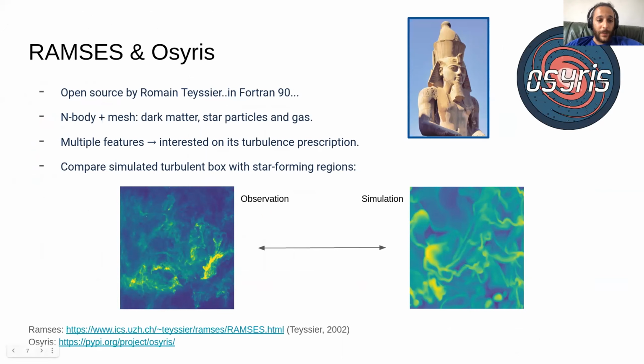So RAMSES is a code developed by Romain Teyssier, and you have this N-body part tracing dark matter and star particles, and then the mesh or the grid that traces the hydrodynamics of the gas. You have multiple features included in RAMSES, of which we were interested in the turbulence prescription. So we actually have an observation, in this case Polaris, and we wanted to simulate a patch of turbulent gas with RAMSES to see if we could apply the same statistical tools and get similar results.